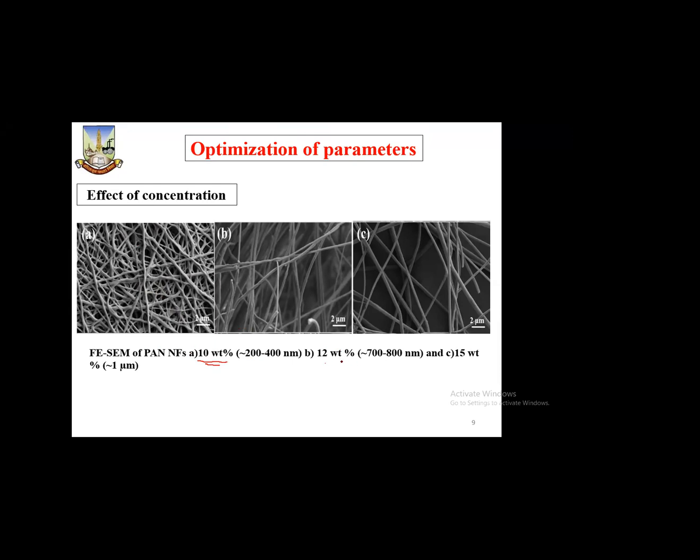When we talk about 12 weight %, the size comes to 700 to 800 nanometer. When we talk about 15 weight %, it goes to 1 micrometer. It means not too low a viscosity is required, and not too high a viscosity either, not the maximum. It should be a moderate viscosity. So 10 weight % of the solution gives very fine nanofibers in the range of 200 to 400 nanometer.